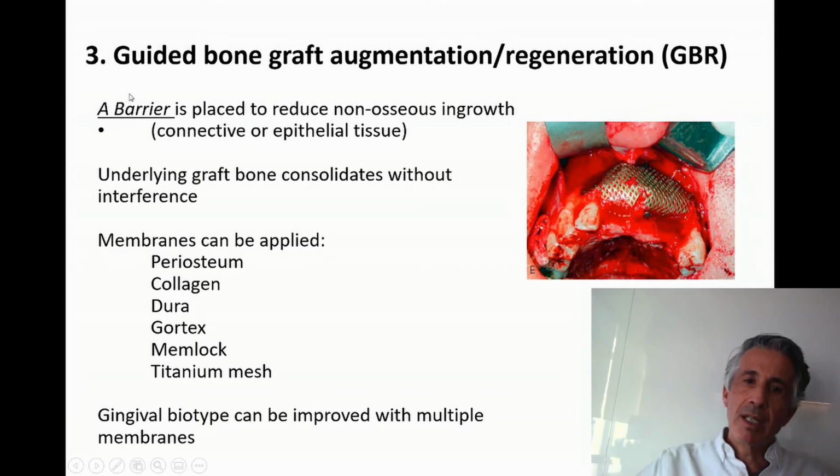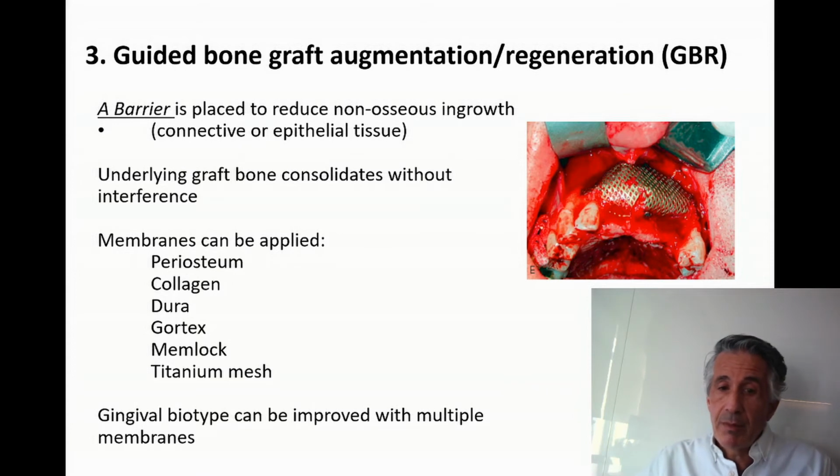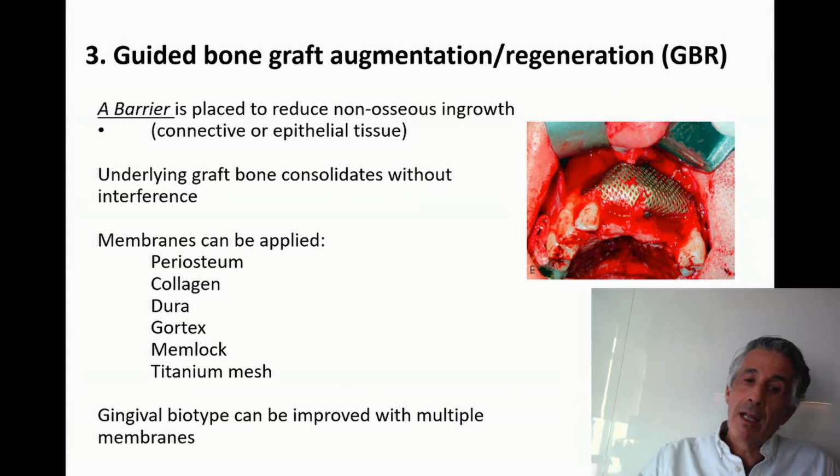So GBR basically requires a barrier. And this is to stop non-osseous ingrowth from some connective tissues, granulation tissue, and epithelial tissue. These membranes can be, we can use periosteum. Most often it's collagen. There's an increased use of dura. We use Gore-Tex membranes that need to be removed. A lot of time mesh membranes, titanium mesh membranes. And some membranes have Gore-Tex and titanium in them. You still have to remove them.